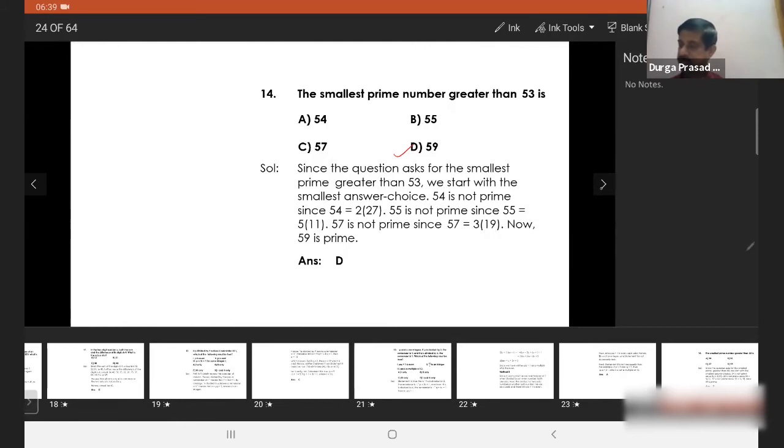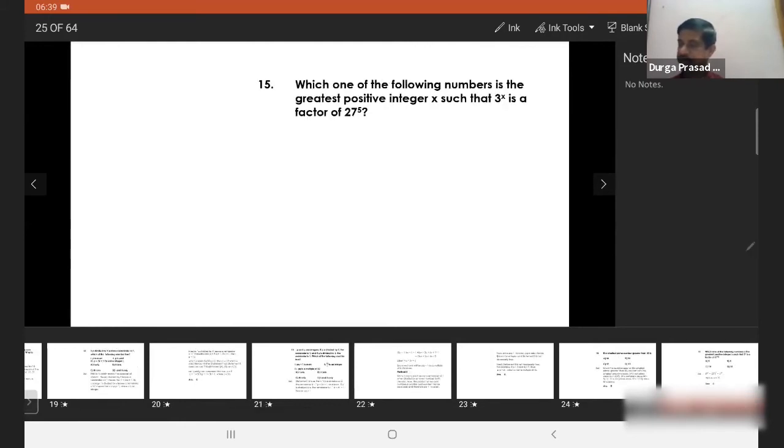Okay, let us go to the next question. Which one of the following numbers is the greatest positive integer x such that 3 power x is a factor of 27 power 5? 3 power x is a factor of 27 power 5 means this 27 power 5 should be divisible by 3 power x, means 27 power 5 can be written as 3 to the power of 3 into 5, that is 3 to the power of 15. So that means x should be less than or equal to 15, then it will be divisible.